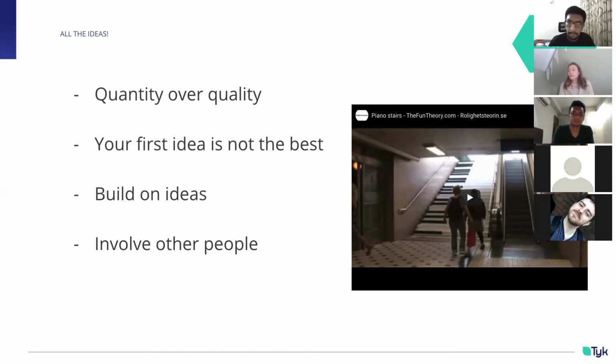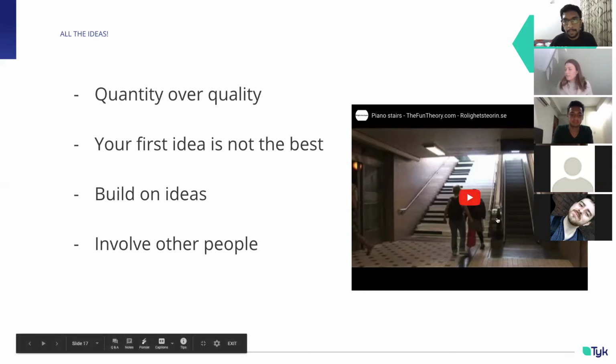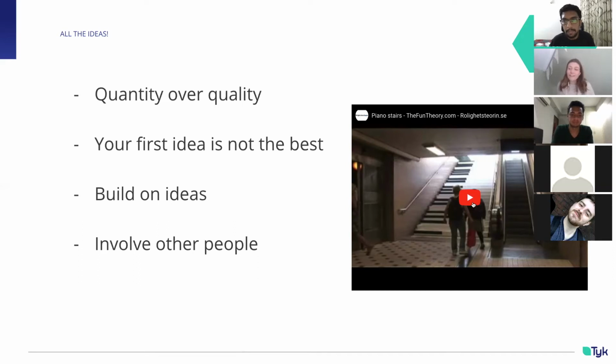There's a video here that I don't know if it's going to play, but in Stockholm, they had a problem where they were getting congestion and crowding on the escalators in their subway stations. So they wanted to come up with ways to reduce that overcrowding. I just want to show this video to show the idea they came up with, which you can think definitely wouldn't have been their first idea, but based on some sort of ideation, they came up with this idea, which is quite novel and shows the power of innovation with ideation.